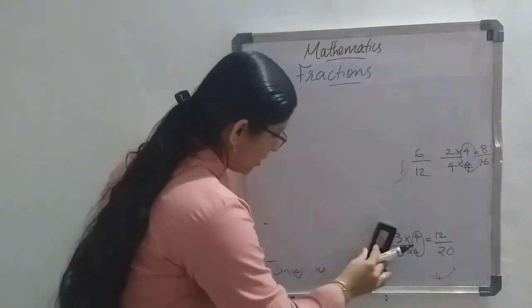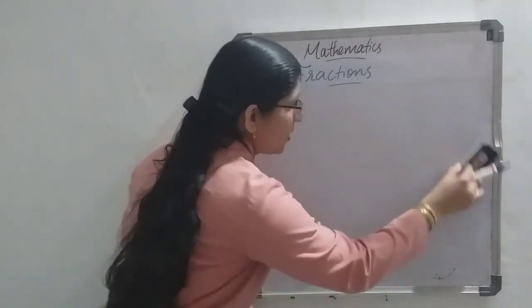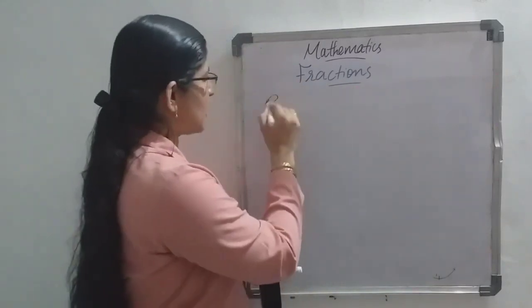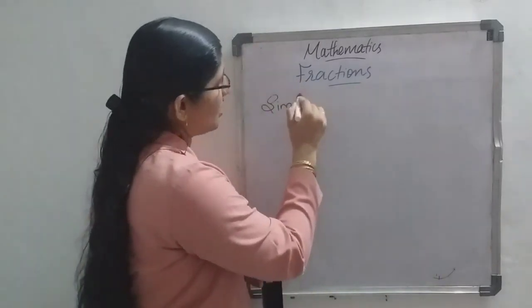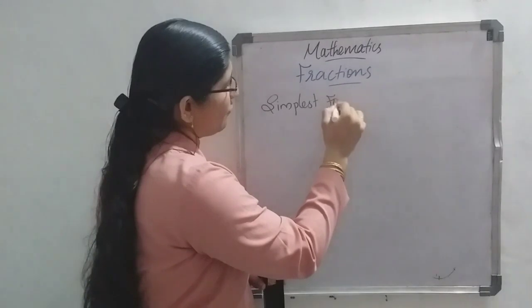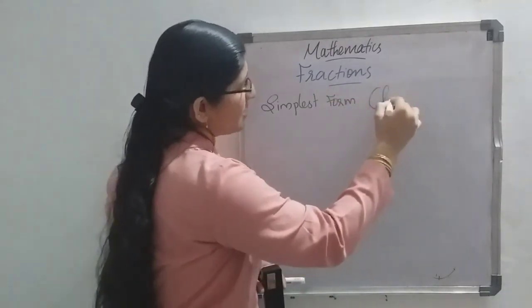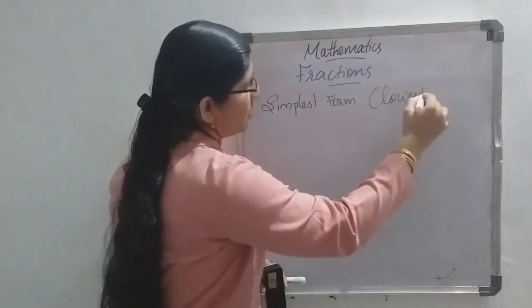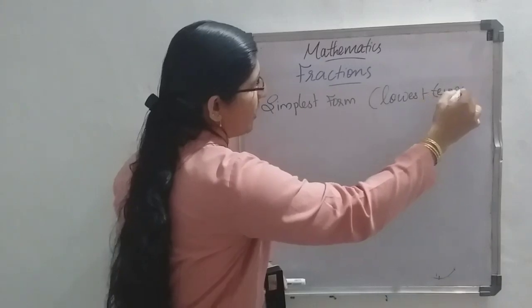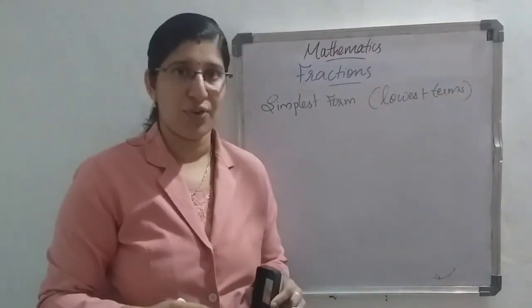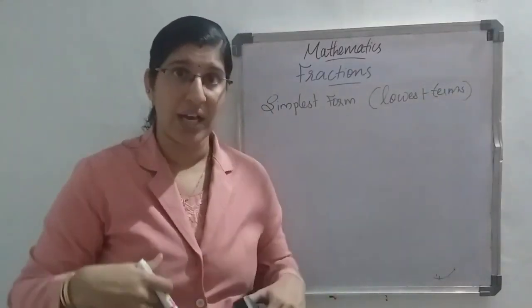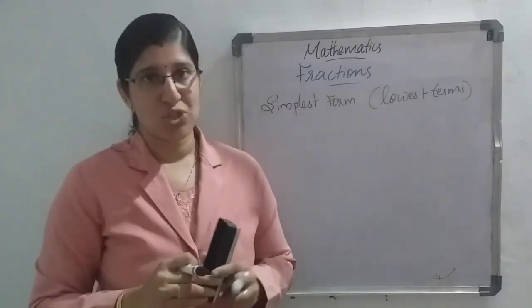Okay, the next important topic is fractions in their simplest form. We need to find out the simplest form of the fraction, or we can say the lowest term. Some fractions are given that are not in the simplest form, and we can divide them into the simplest form.